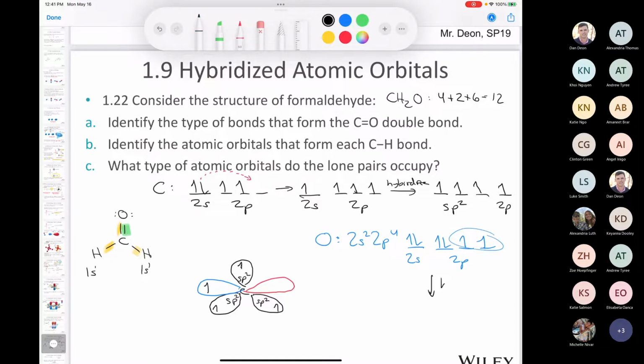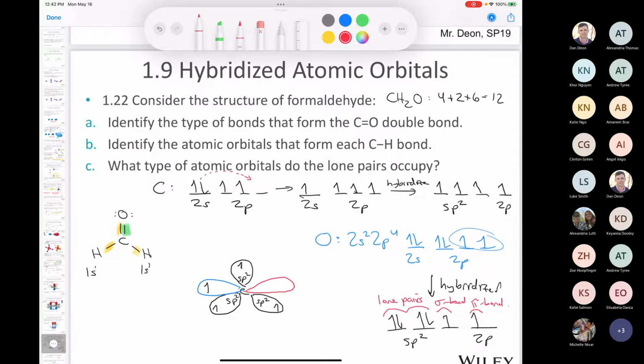So what I'm going to do is hybridize and make 3 degenerate sp2 orbitals and have 1 2p. Why? Because there's a pi bond attached to the oxygen. And now I've got my 6 electrons: 1, 2, 3, 4, 5, 6. And thus these two pairs will be the lone pairs. This one is used for the sigma bond, and then this one, the unhybridized one, is used for the pi bond.